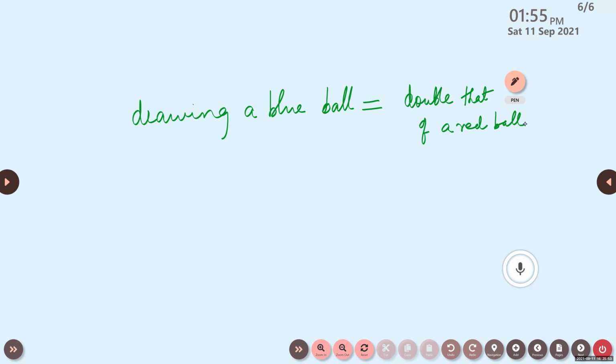Can you say the question once more? A bag contains 5 red balls and some blue balls. If the probability of drawing a blue ball is double that of a red ball, determine the number of blue balls.